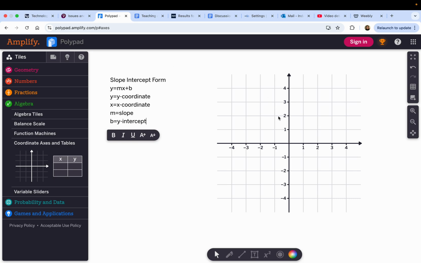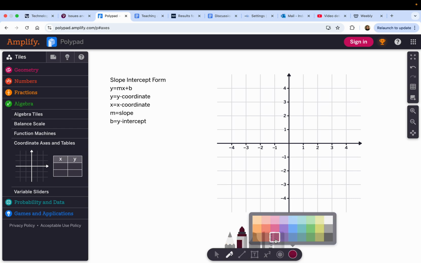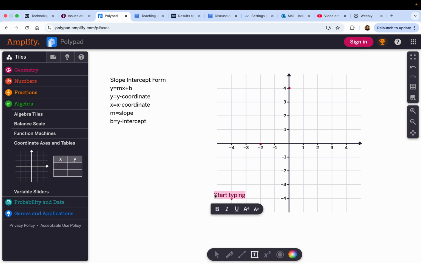So here we have our coordinate plane. And we know that the y-axis is the axis that goes up and down. The x is the one that goes across. So we're going to go ahead and start by plotting our points. Okay. So here we have our 3 points. Then we're going to go ahead and label our points.